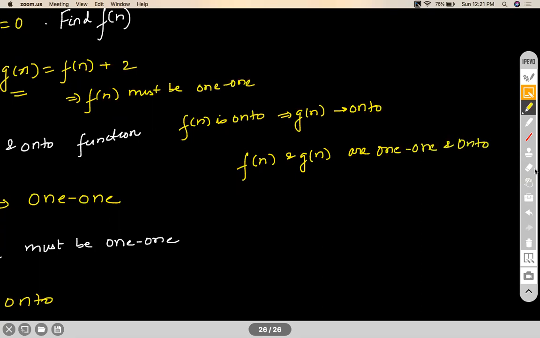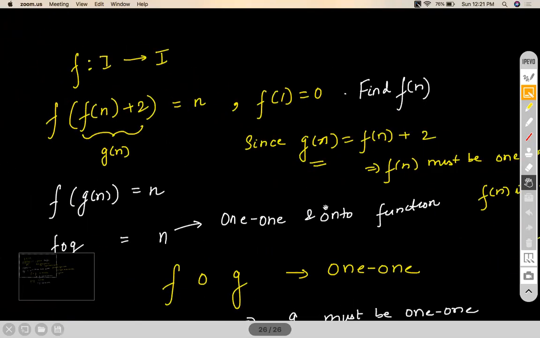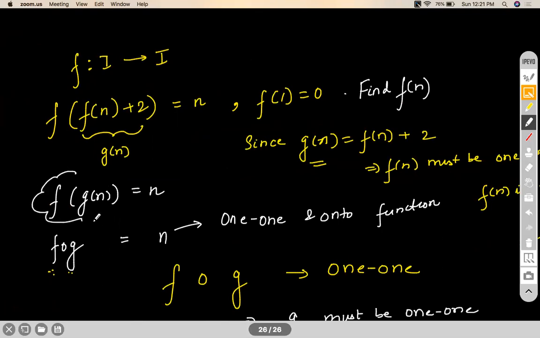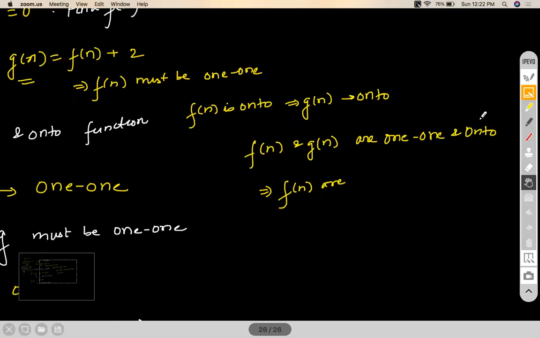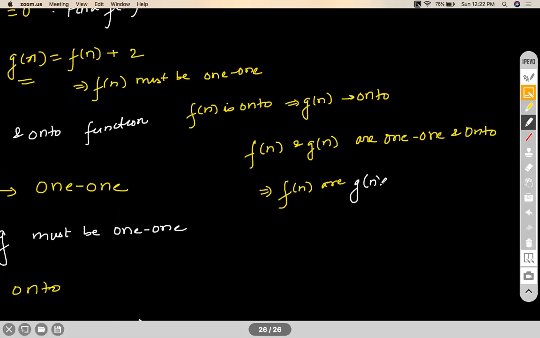That means they are bijective. And if they are bijective, both are inverses of each other. That means f and g are inverses of each other because they meet this criteria. That means fog is giving you an identity function. Right? And they are both 1-1 and onto. That means f and g functions are inverses of each other. Agreed? I think till here nobody has any problem.